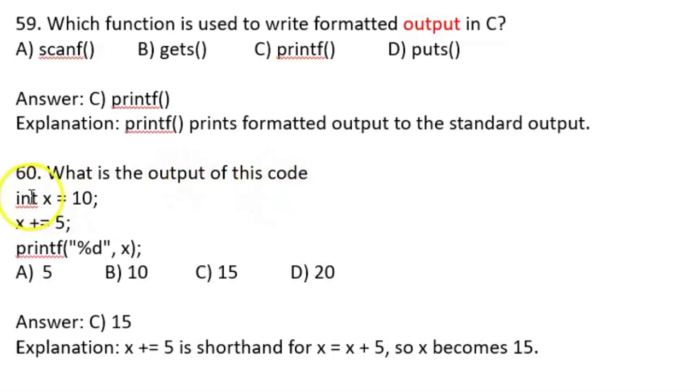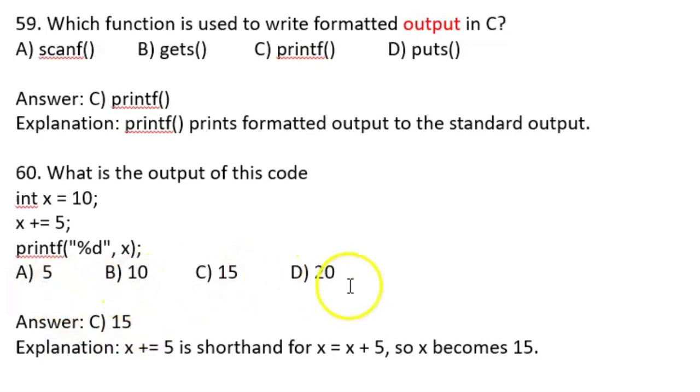Question 60. What is the output of this code? int x = 10; x += 5; printf x. This type of question always appears in exams. x += 5 means x = x + 5.